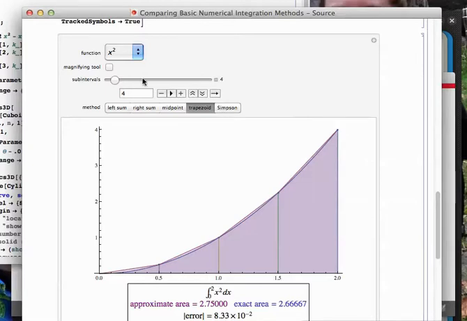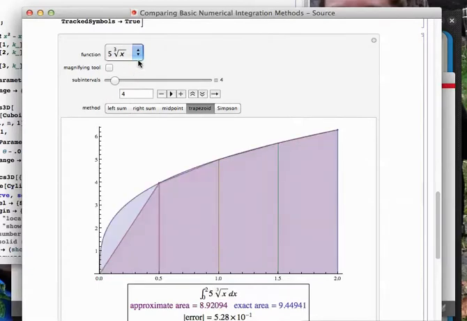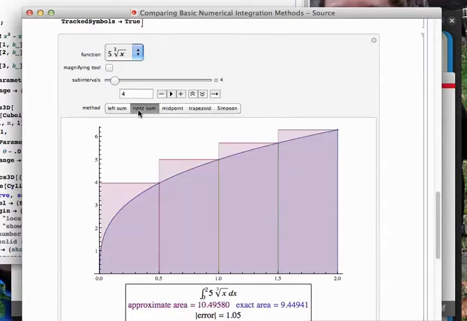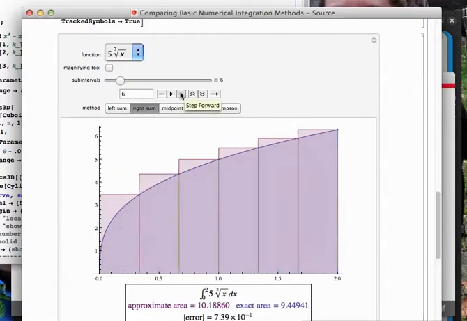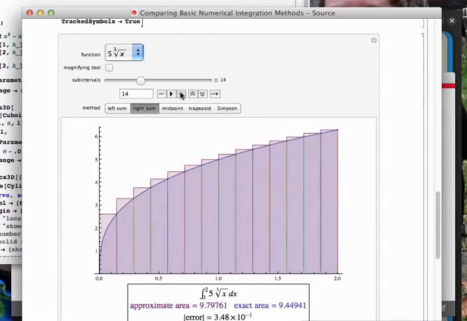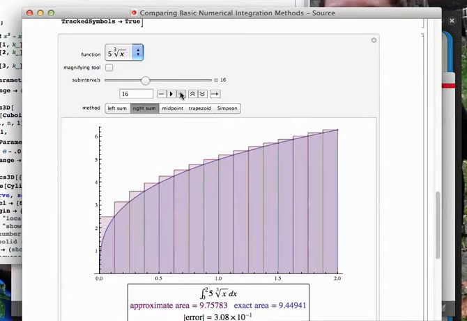That's about all I really wanted to talk about. I'll show you a couple more examples. Here's a kind of a funny function here. 5 times the cubed root of x. Right, do that with left sums, that's pretty bad. Do it with right sums, not so bad. But again, we increase the number of rectangles. What gets better?